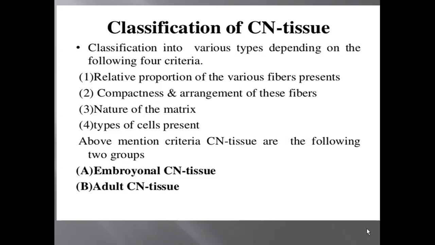It depends on the relative proportion of the fibers, and also the compactness and arrangement of these fibers, the nature of the matrix, and also the types of the cells present. And then, according to these four criteria, we have embryonal connective tissue and adult connective tissue.